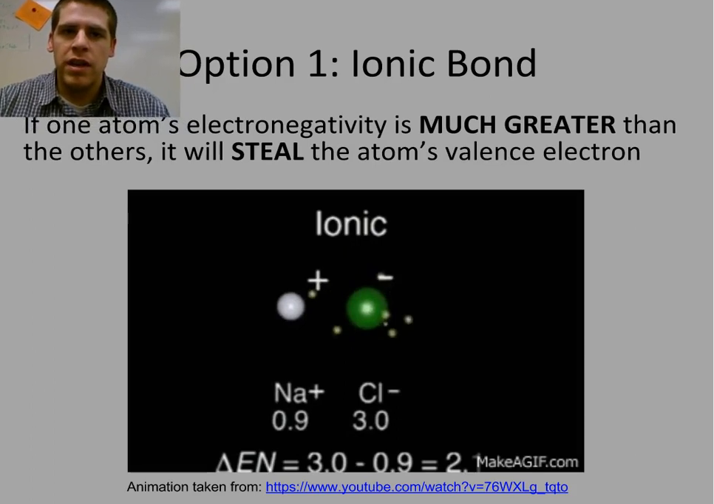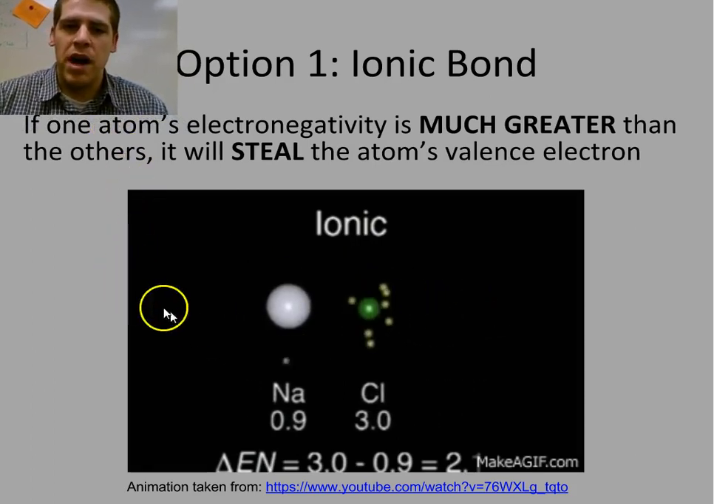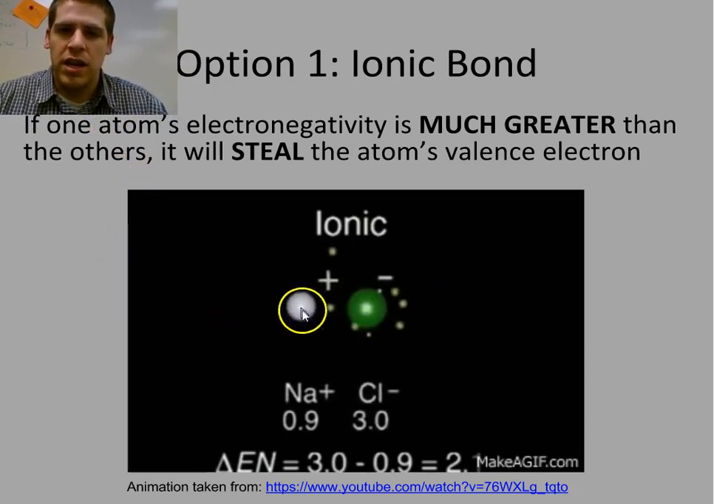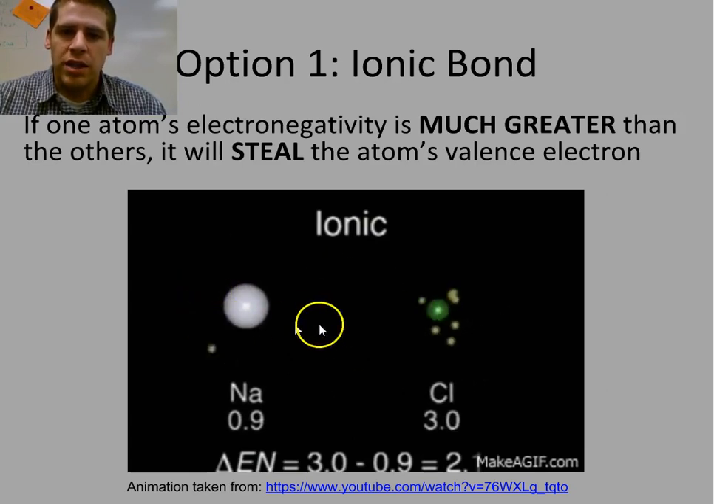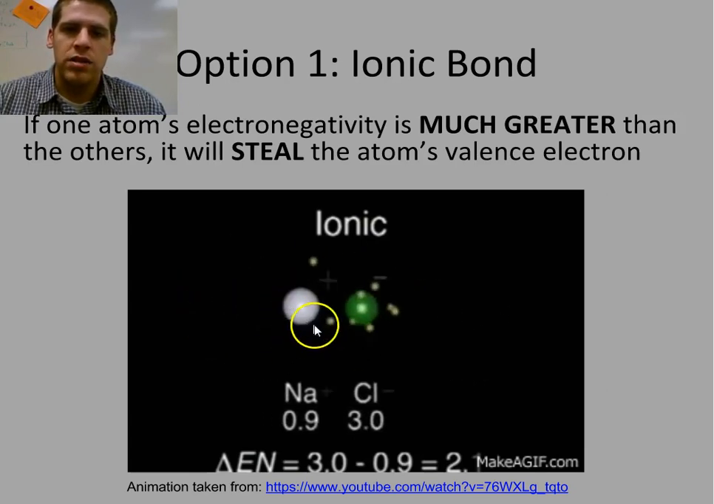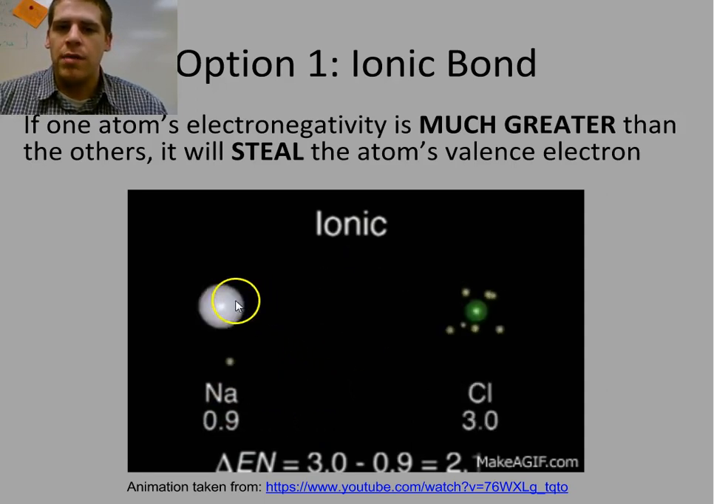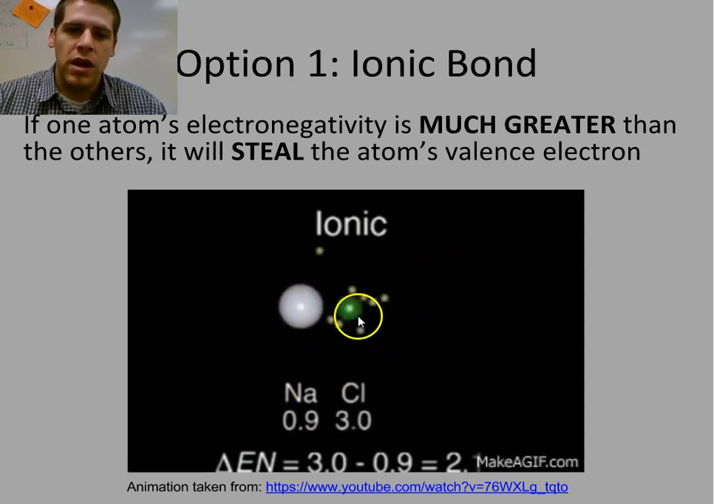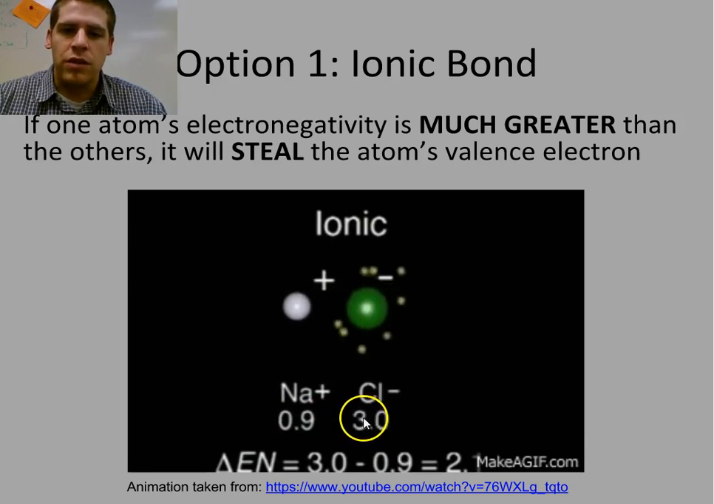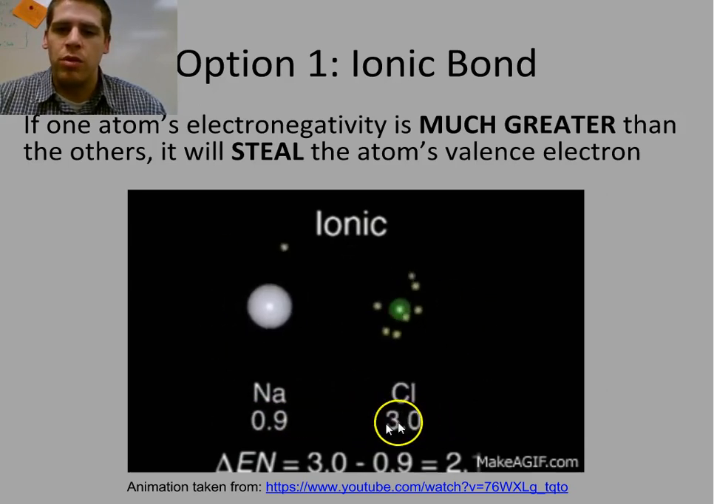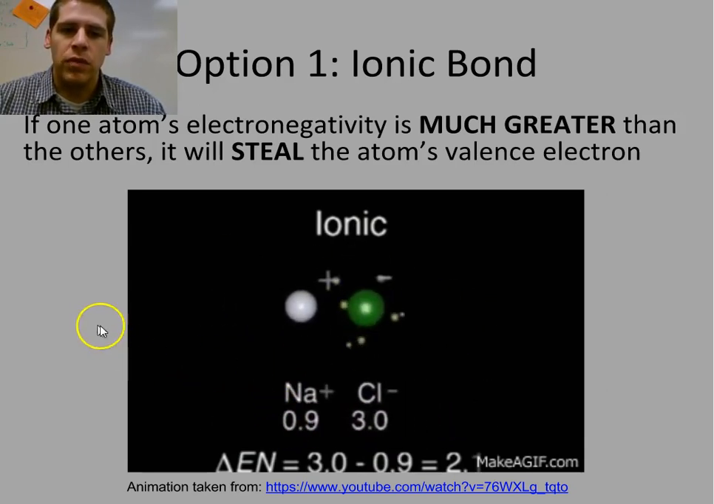Here's a good image that shows an ionic bond. I like this simulation because it's really showing that transfer of electron. Watch that one little yellow dot around the sodium. It ends up completely around the chlorine eventually. And notice the large difference in electronegativity. Chlorine is 3.0 versus sodium's 0.9.